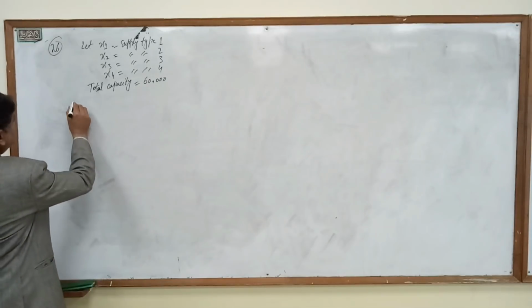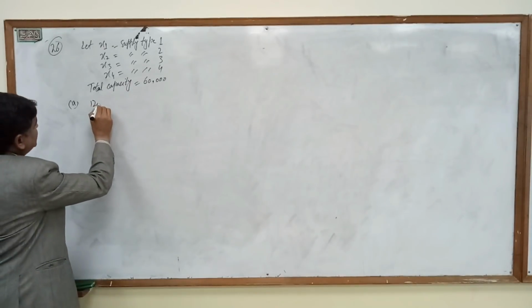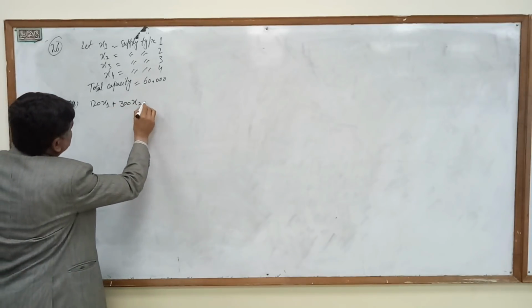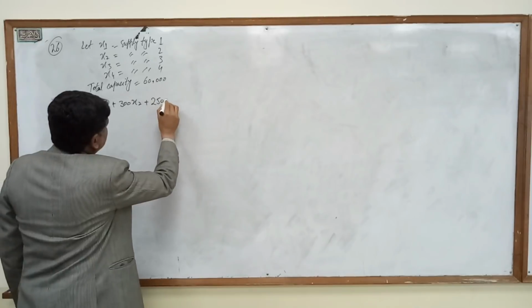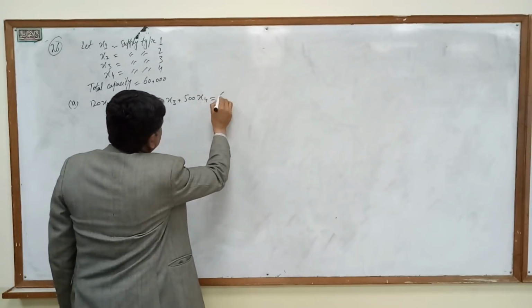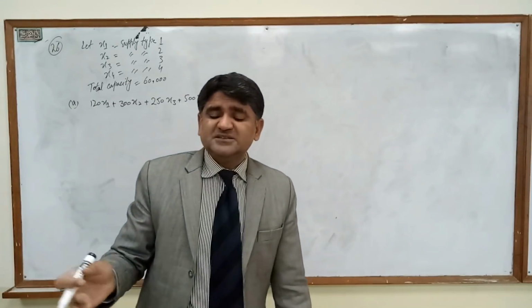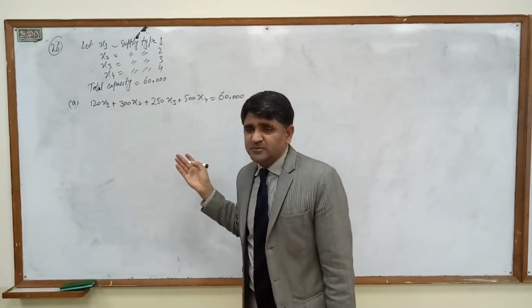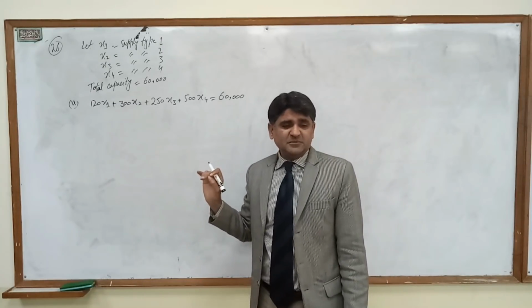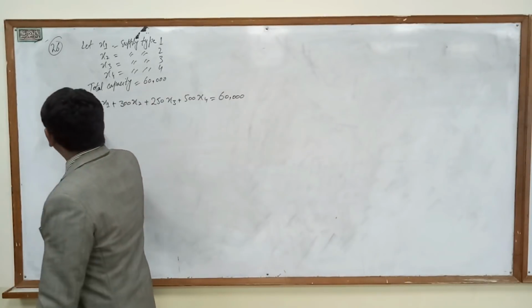In part A we simply have to determine the linear function. So 120 x1 plus 300 x2 plus 250 x3 plus 500 x4 equals the total capacity of 60,000. Concept clear? We have simply converted the scenario into mathematical language. You should be very careful about what information is given and what we have to determine and calculate.